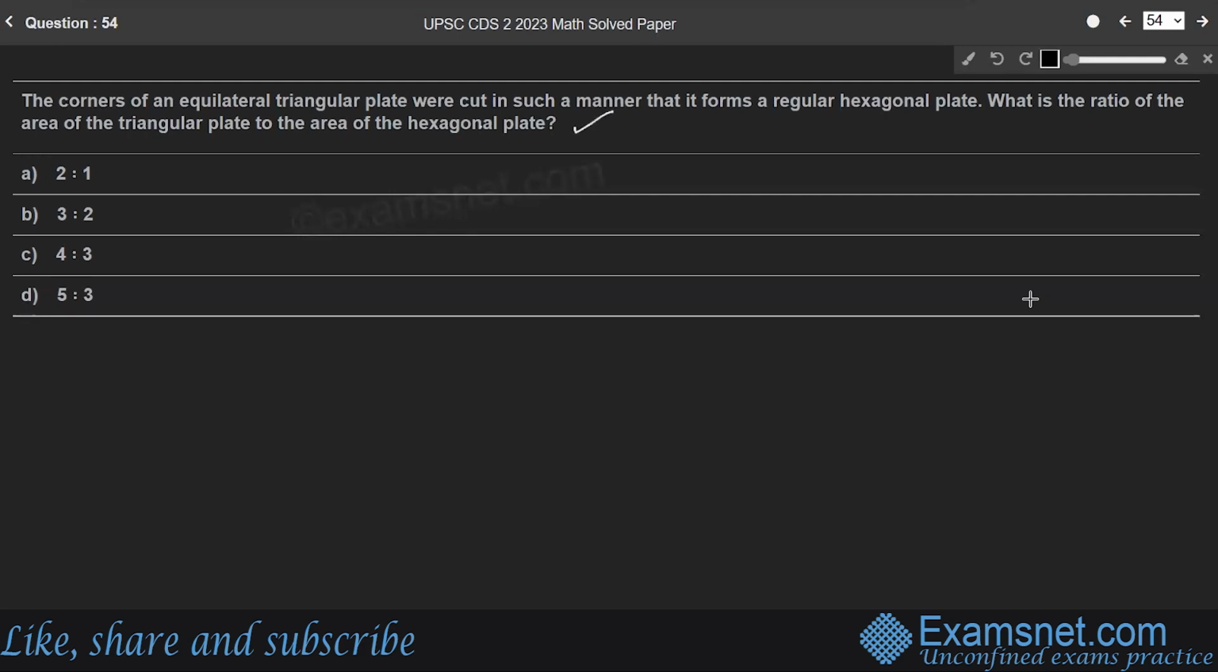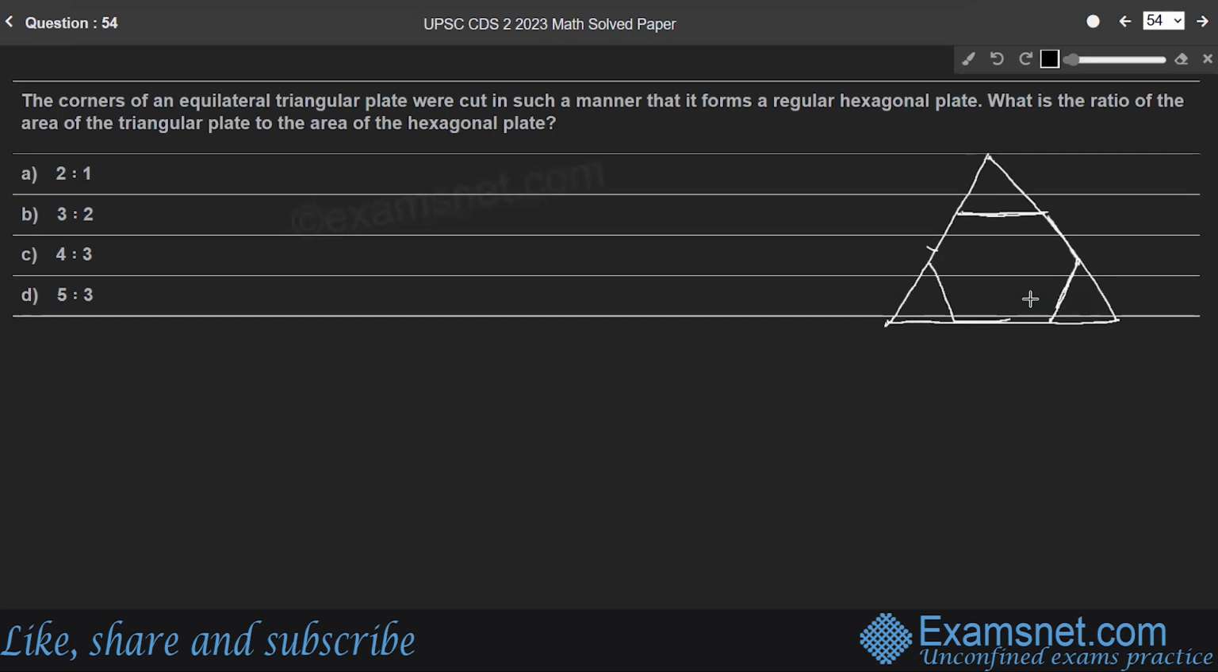Question 54. The corners of an equilateral triangular plate are cut in such a manner that it forms a regular hexagonal plate. What is the ratio of the area of the triangular plate to the area of the hexagonal plate? Right? Students, consider an equilateral triangular plate like this. So a triangular plate whose sides are equal, right? So the corners of this triangular plate were cut in such a manner that we get a regular hexagonal plate. So in this manner, the corners were cut.